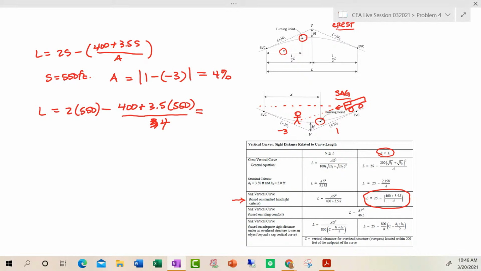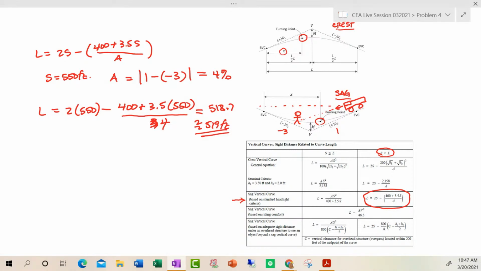We're going to come up with 518.7. So we'll say 519 feet. So that curve for the L, the length of the curve, needs to be 519 feet for this driver to be able to see that obstacle in the road in time to stop and avoid the obstacle. Okay.